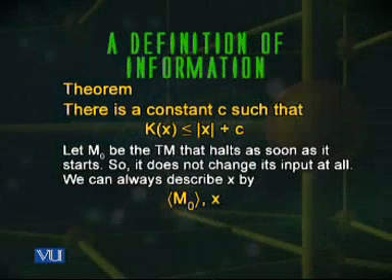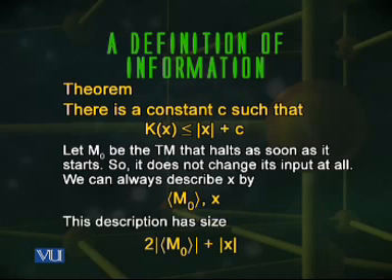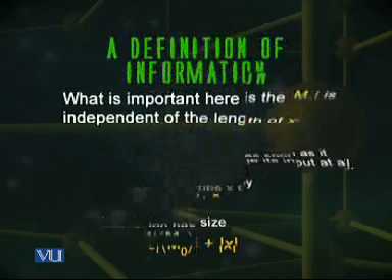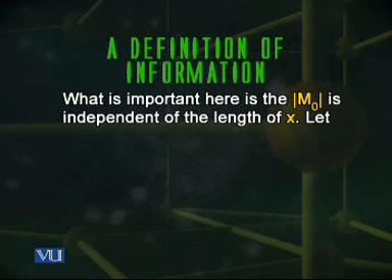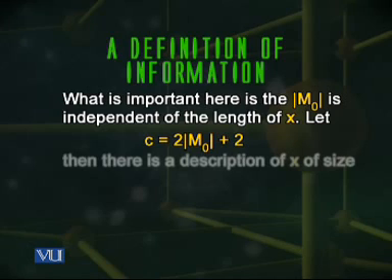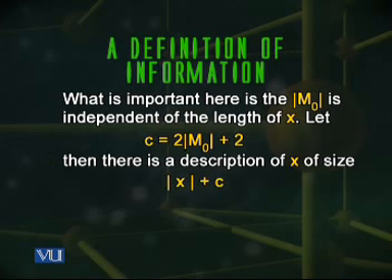Now what we can do is describe a string x by first describing this Turing machine M0 and following that with x. So we can describe x by the description of M0 followed by x. Let's look at the size of this description. It is 2 times the length of the description of M0 plus the length of x. What is important here is that the length of M0 is independent of x. Hence, we can take c to be 2 times the length of M0 plus 2, and then this description of x has size the length of x plus this constant.